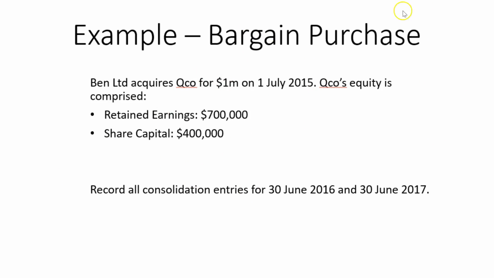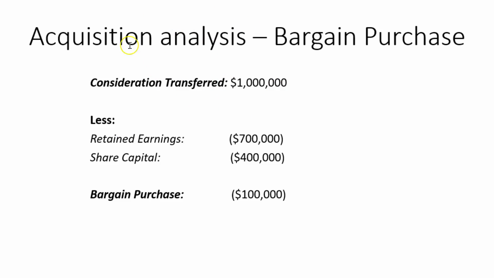Okay, so now we're going to look at bargain purchase. Ben Limited acquires QCO for $1 million on 1 July 2015. QCO's equity is comprised of retained earnings, $700,000, and share capital of $400,000. So record all consolidation entries for 30 June 2016 and 30 June 2017. We can do our acquisition analysis here. Again, we know that we paid $1 million, but this time we know that the net assets that we acquired were actually worth $1.1 million.